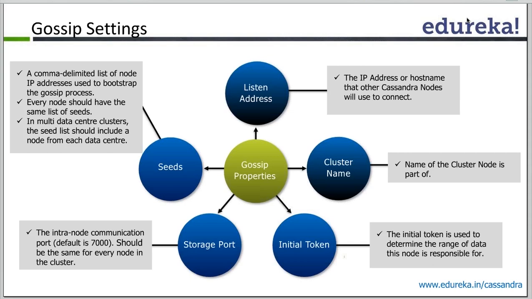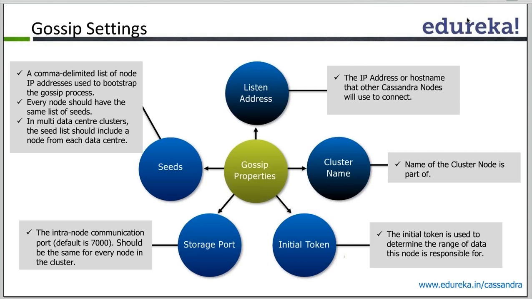Similarly, there is something called initial token. Now this has actually gone away and they use something called virtualized nodes, that we will talk about. But the initial token basically says what is the responsibility of this particular node, what is the hash that it is responsible for, which tells the particular data partition that this node is responsible for. It is indicated by the initial token parameter inside the configuration.